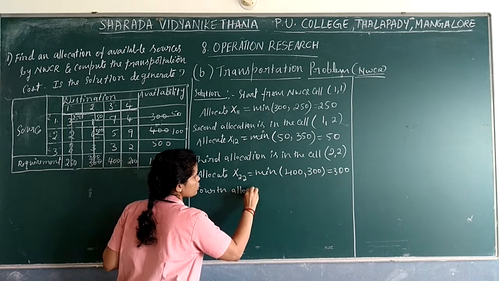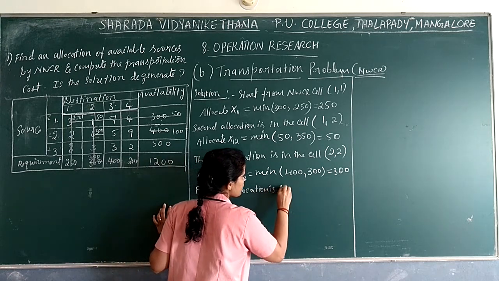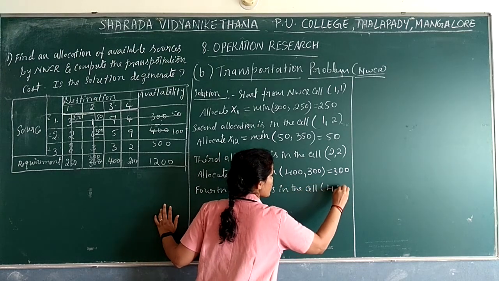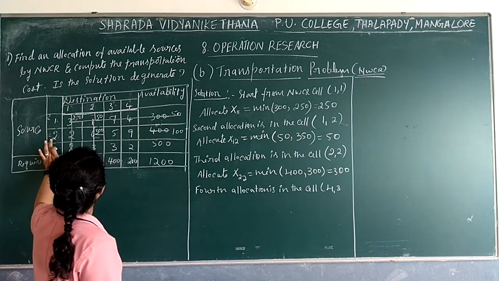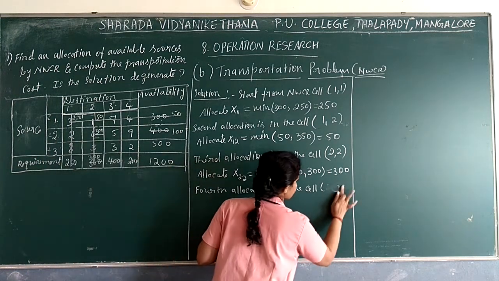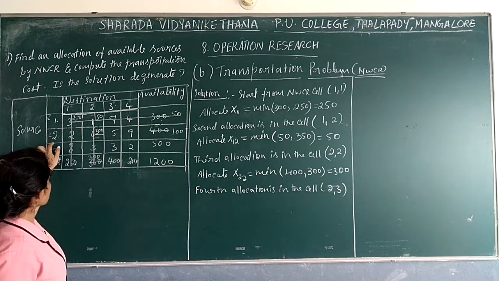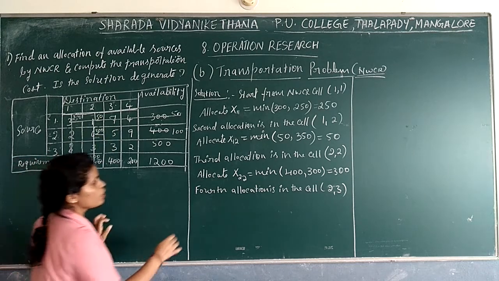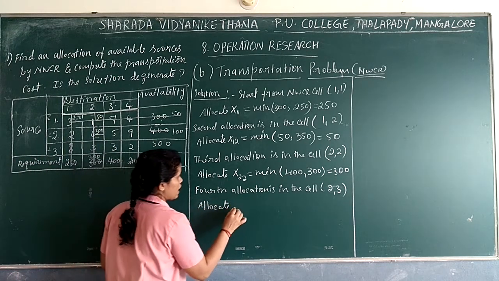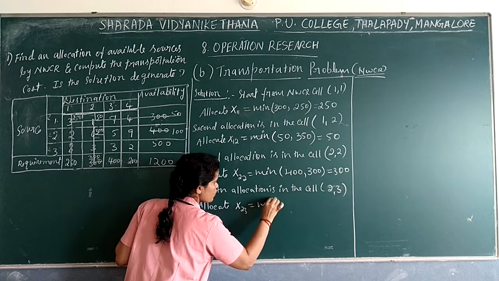Now the fourth allocation is in the cell, which cell? 2, 3. This is the corner cell, second row, third column. So allocate. Now allocate the value. Allocate x23 is equal to minimum.